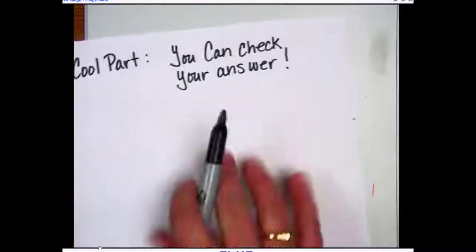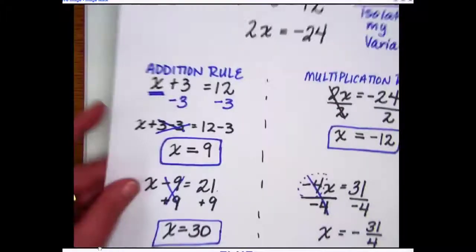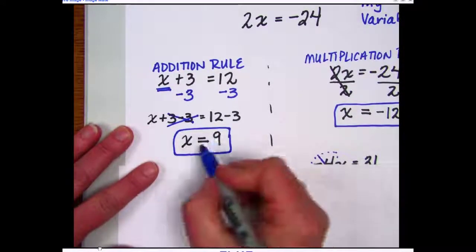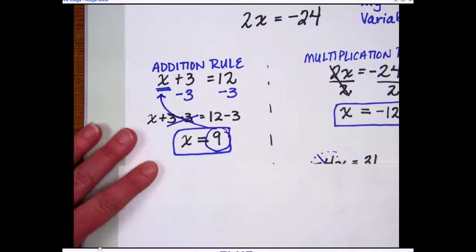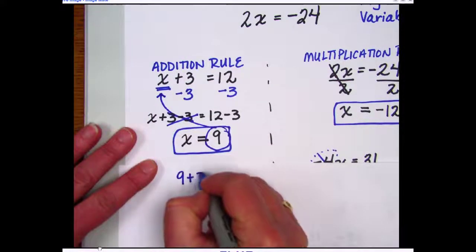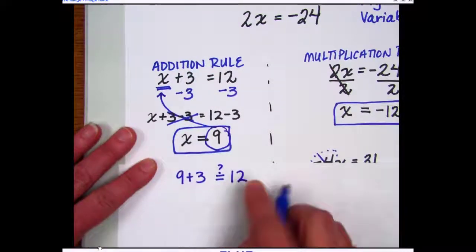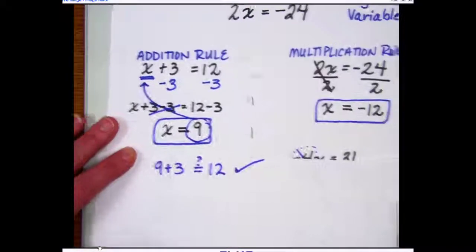All right, the cool part about all this is you really don't need the teacher to check your answers, because you can check your answers. Sometimes it's easier than others. So for example, if I have the correct answer, x equals 9, I should be able to take this 9, plug it in here, and it'll make a true mathematical statement. So if I plug 9 in for x, I'd have 9 plus 3. And I always say, does that equal my 12? Well, that is a true mathematical statement, so I know 9 is the correct answer.